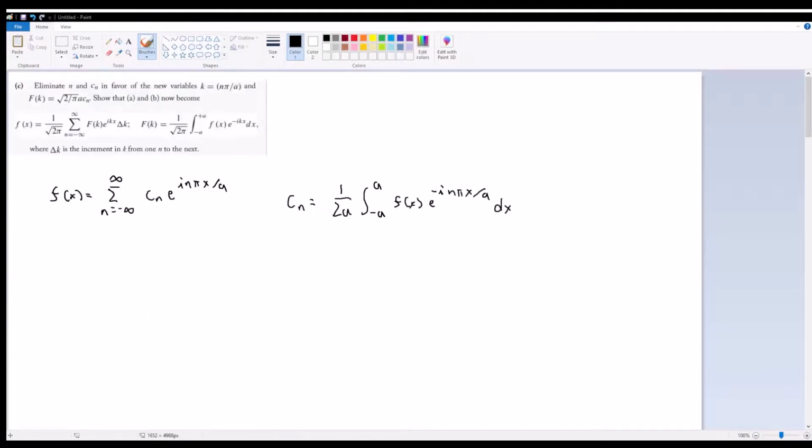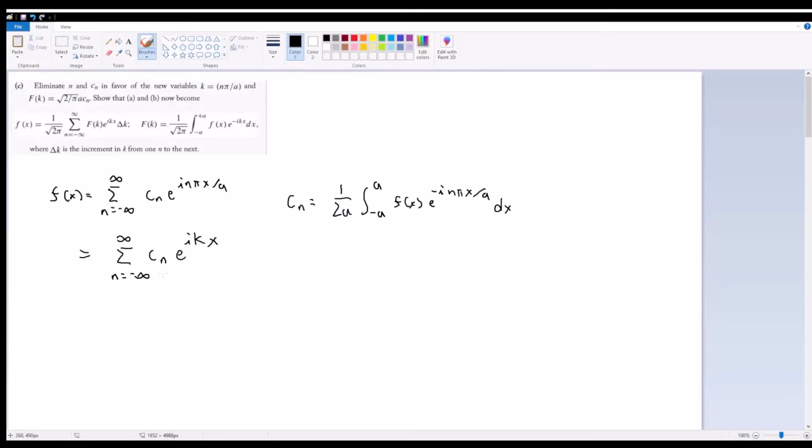In part C, we're asked to take the two results we got in part A and part B, which are these two formulas, and we're asked to replace the variables in terms of f of k, delta k, and k. So let's start with the first one that we got from part A, which is that the f of x function is equal to this exponential linear combination. So first off, k equals n pi over a. So we have n pi over a, so we can instantly change this to a summation from n equals negative infinity to positive infinity of cn times e to the ikx.